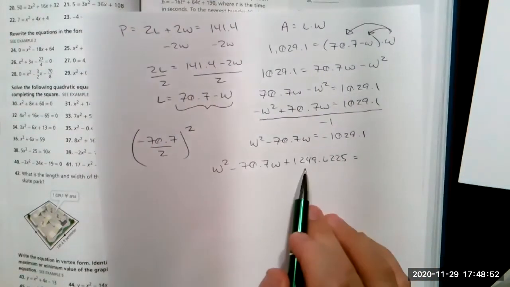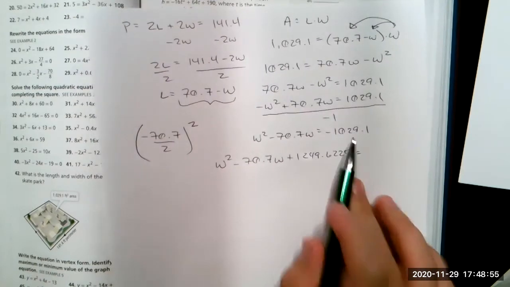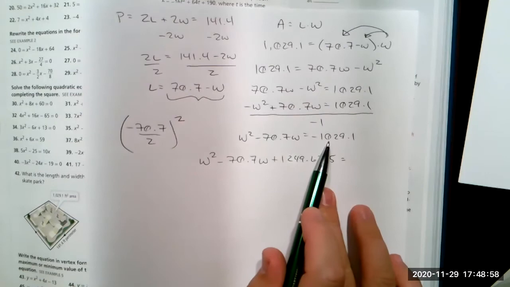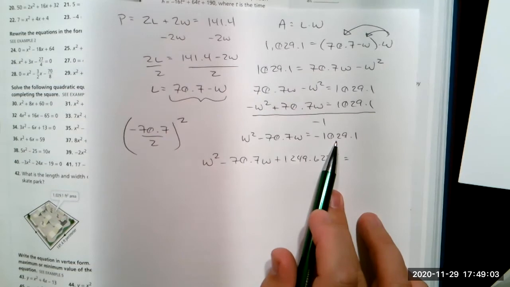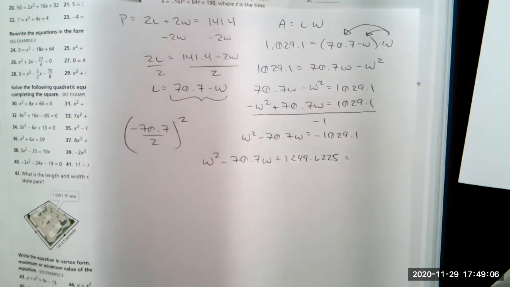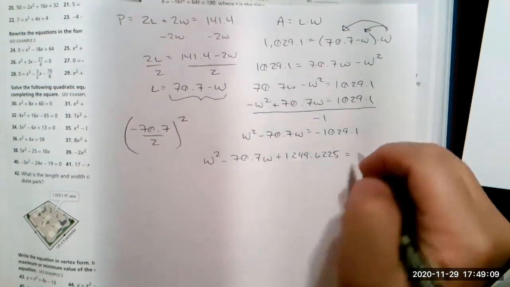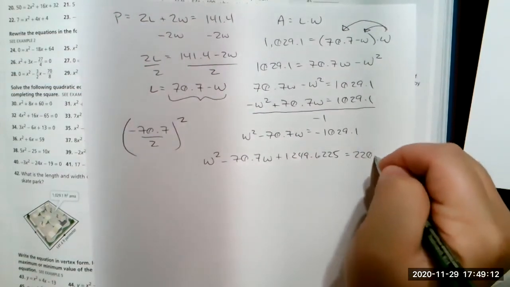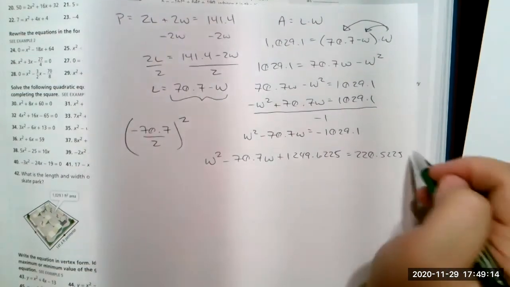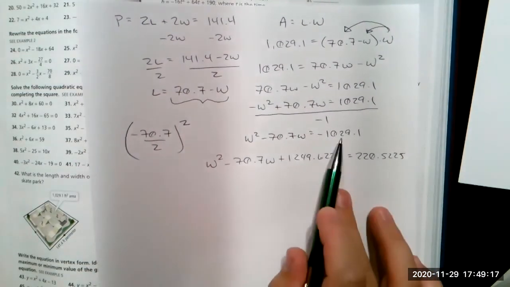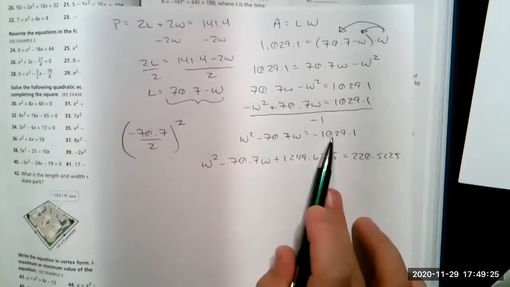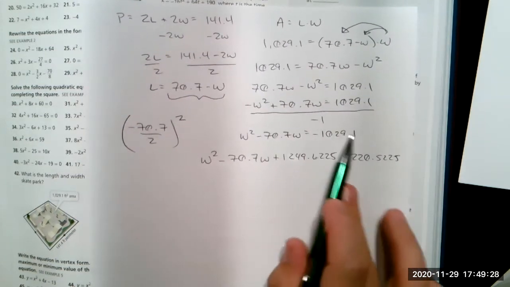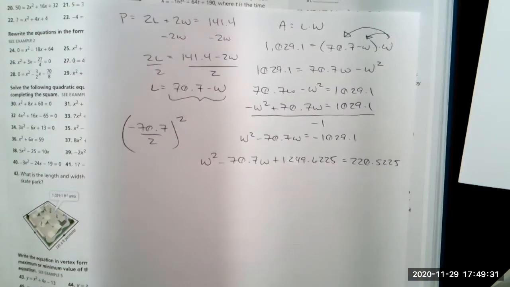But again, I can't just add that number to the left. I have to add it to the right as well. So since I'm running out of room here, I'm going to go ahead and just type this on my calculator. I added this, take this number, and then I'm going to subtract 1,029.1. And I get 220.5225. All right, so how I came up with that number is I already had negative 1,029.1 on the right. So I added that to the left. I also added it to the right, but because I was running out of room, I went ahead and just added that on my calculator, and I got 220.5225.